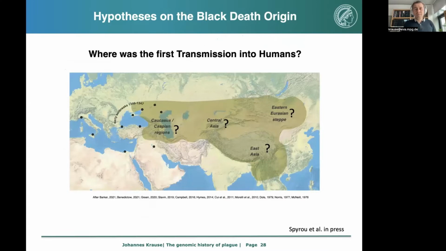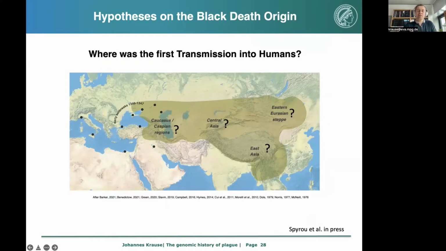So one puzzle that was missing over the last few years is the origin of the Black Death. And that is something that Maria took on over the last few years. It's unpublished work that I'm quite excited about, has just been accepted in Nature, and will probably come out in the next couple of weeks. There we really wanted to address the question: where did the plague originate before it came to Europe?